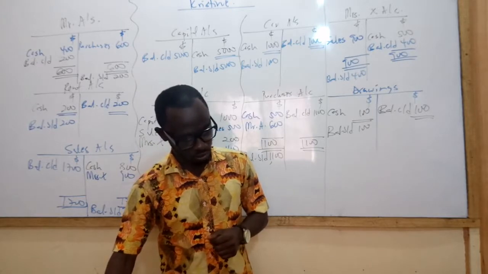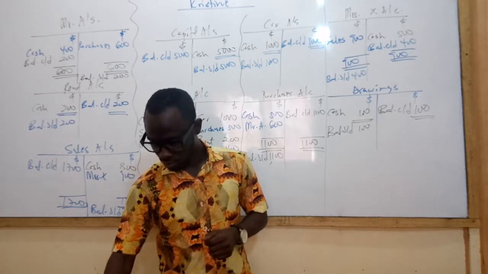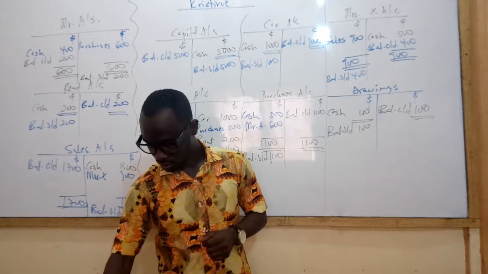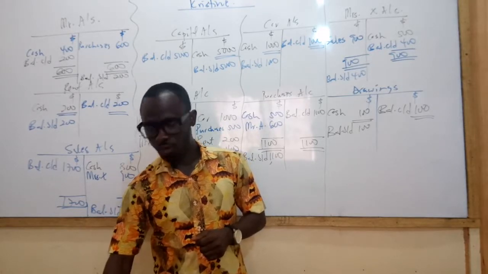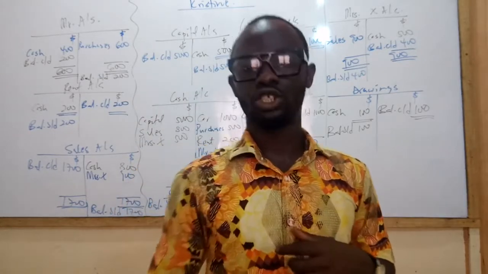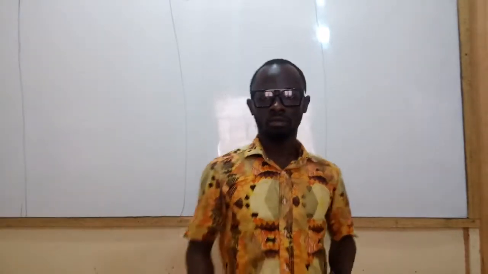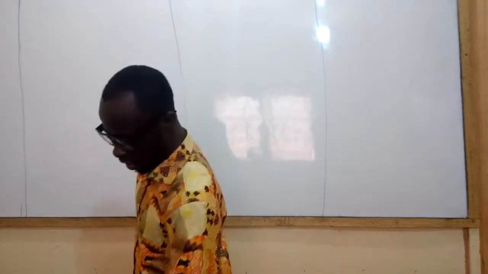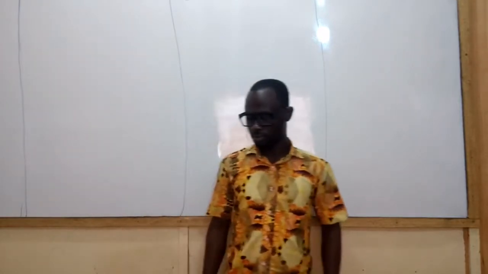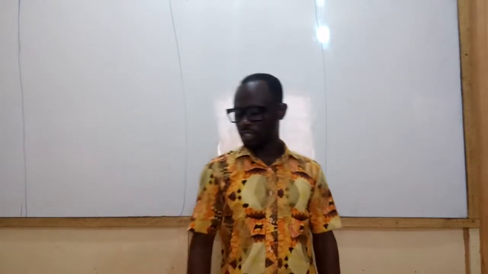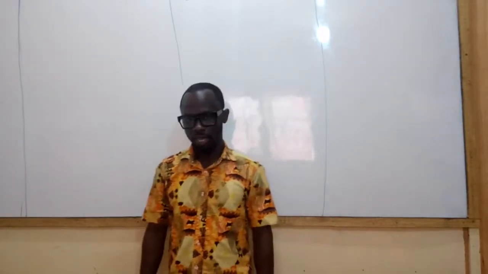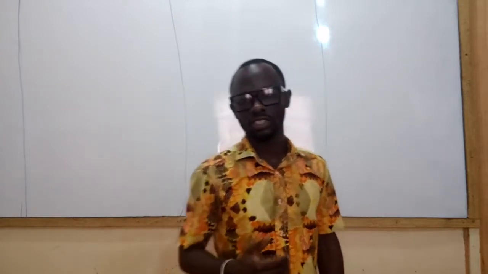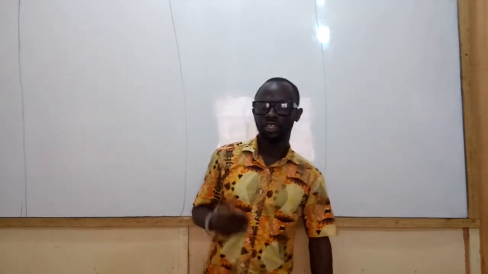So let's go to question 2. Western traders. Okay, I think I have it here now. So let's look at question 2, Western traders. The following are the business transactions of Western traders for the month of May.